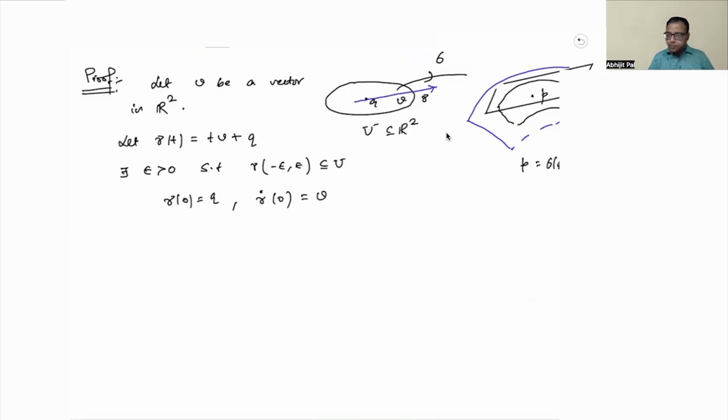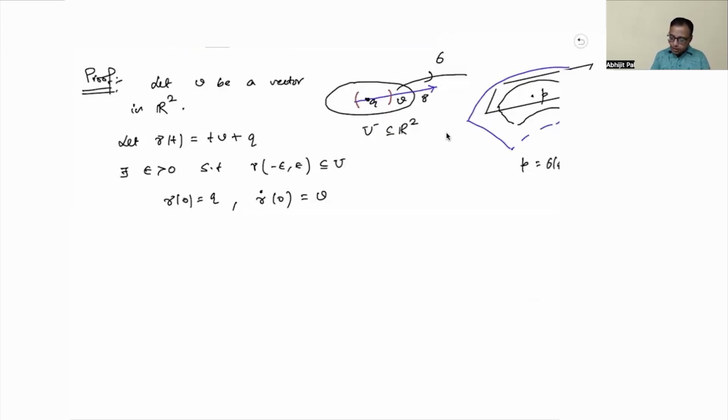So this vector B is a vector which starts from the origin. Now you can just translate it, so you'll get a vector which starts at Q. Or in other words, this vector starting from Q is parallel to the vector B starting from the origin. Okay, so this is my curve gamma, and now I can take a small interval. If you restrict this gamma to this small interval, it will lie in U.